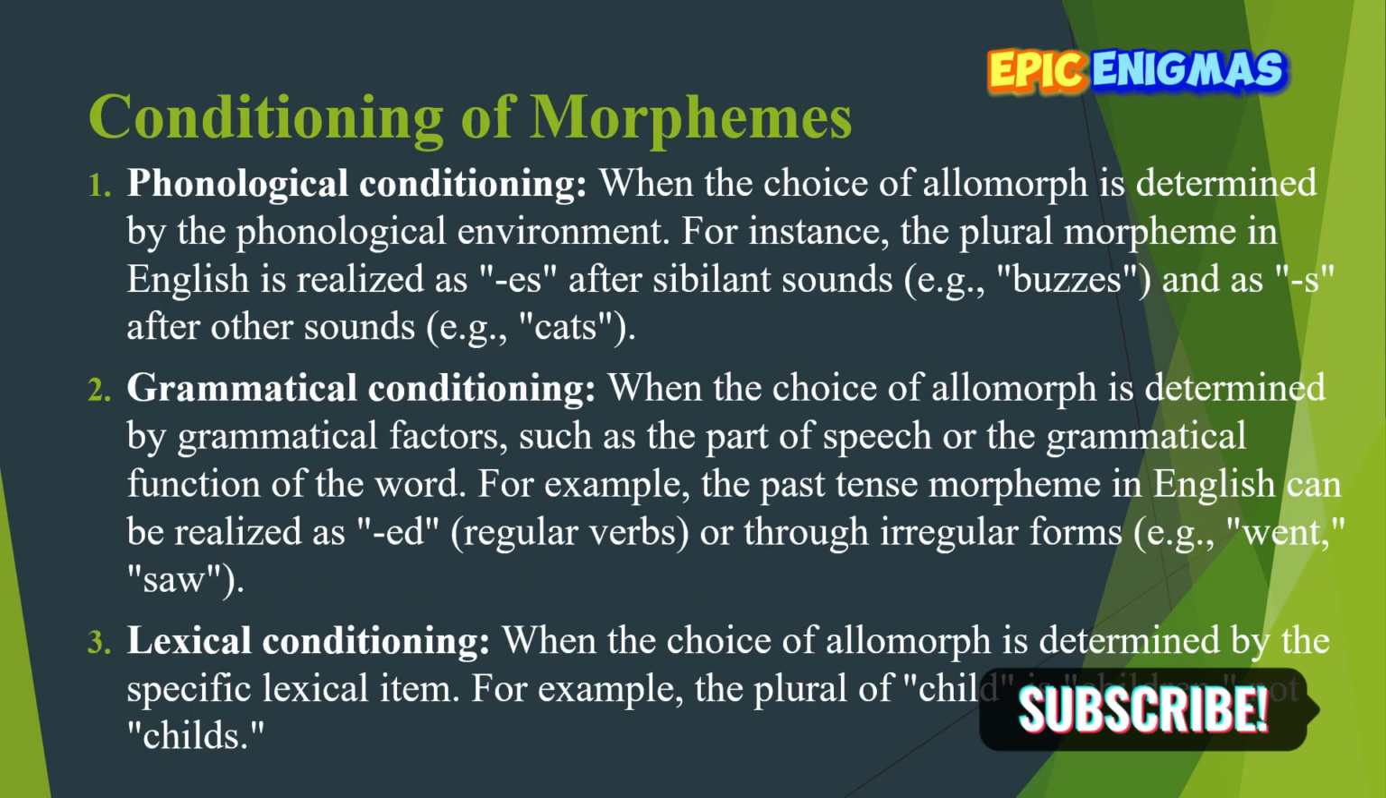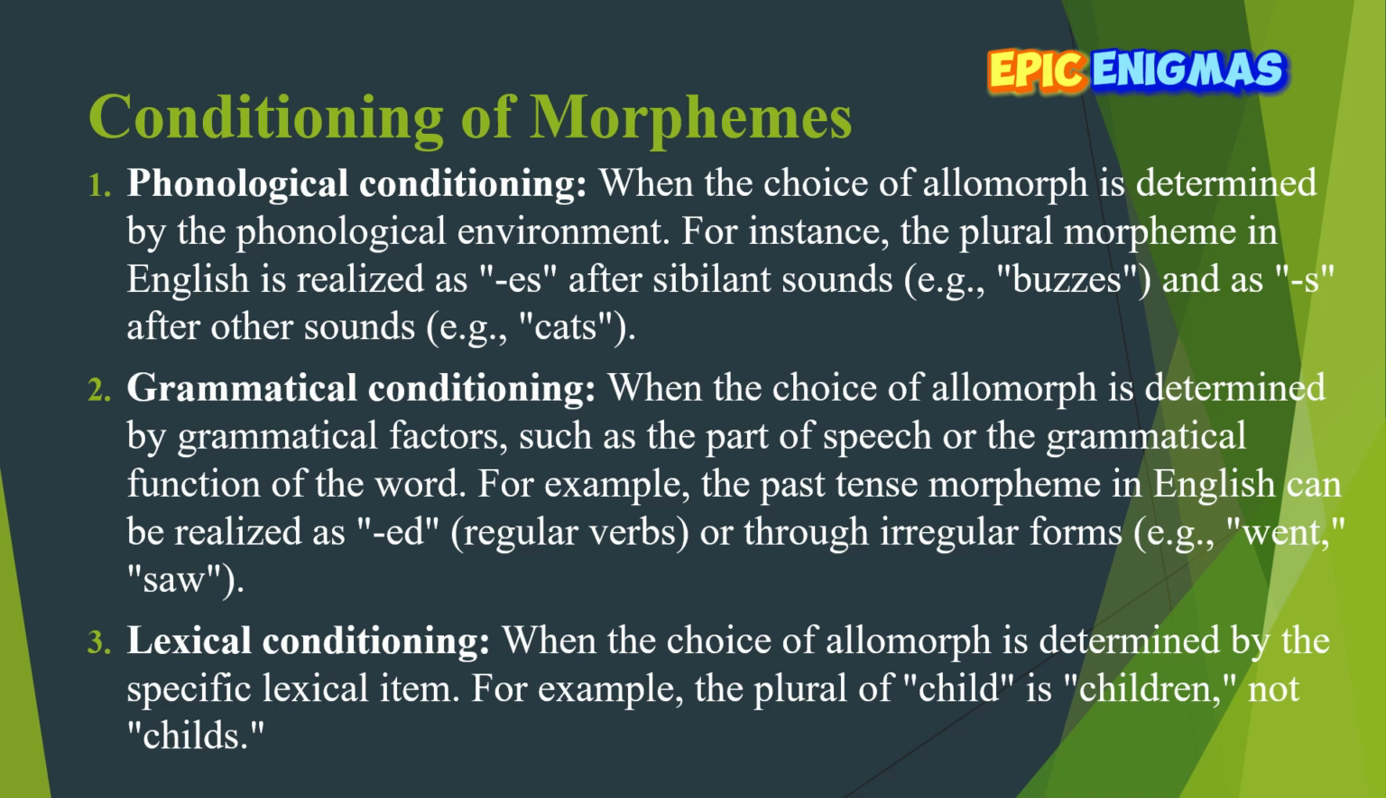We have the conditioning of allomorphs. There are three of them: phonological conditioning, grammatical conditioning and lexical conditioning. Phonological conditioning is when the choice of allomorph is determined by phonological environment. For instance, the plural morpheme in English is realized as z after voiced sounds, e.g. bruises, or as s, for example, cats.